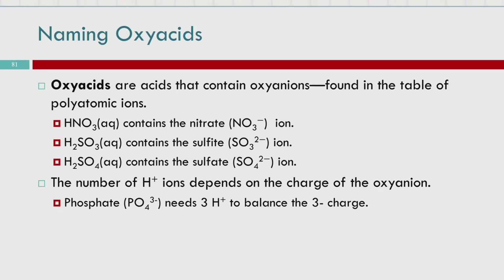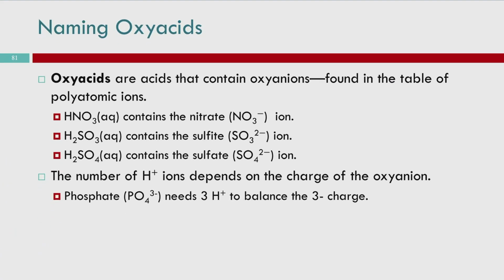So that's binary acids. Our oxyacids are a little bit more involved. So our oxyacids contain oxyanions, things that end in -ate and -ite, if we're looking at the names, or things that have a nonmetal and then some oxygens right next to each other.